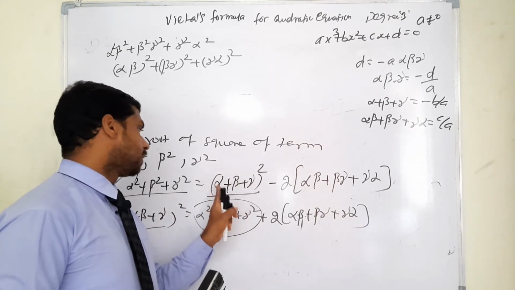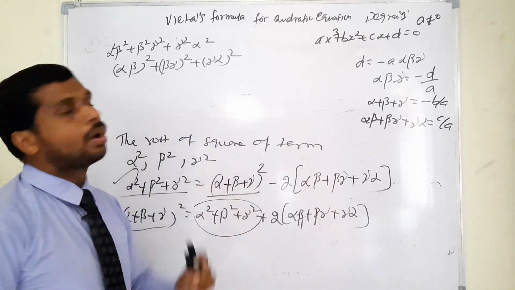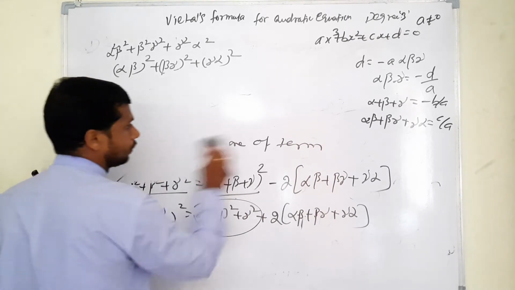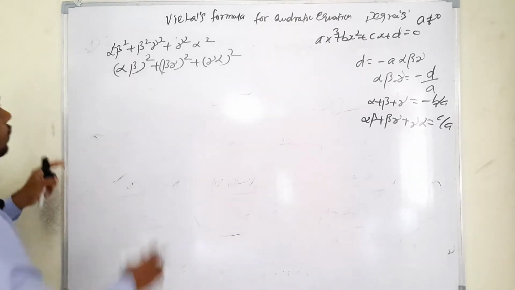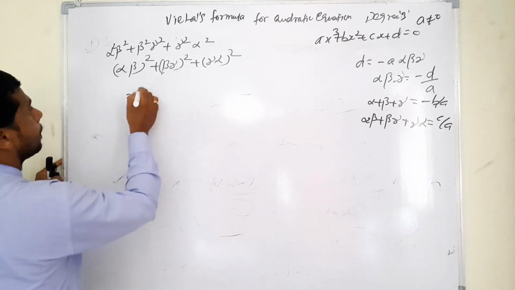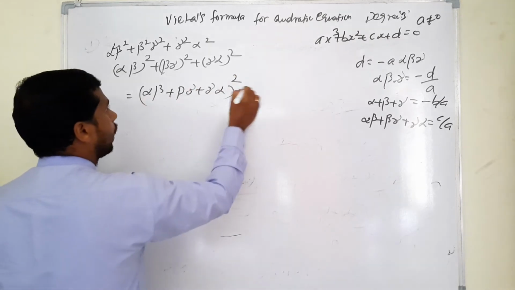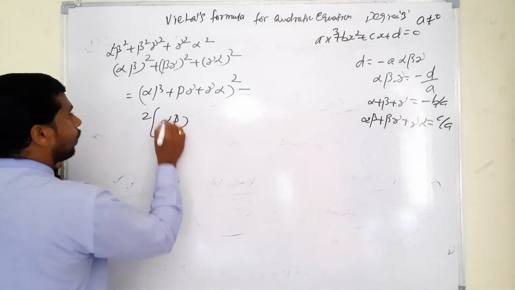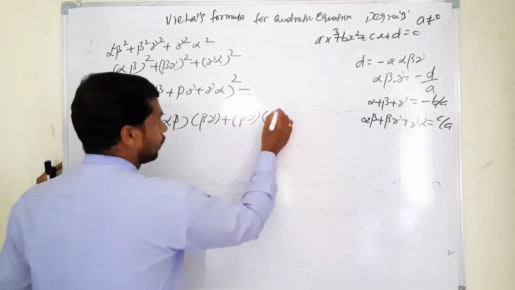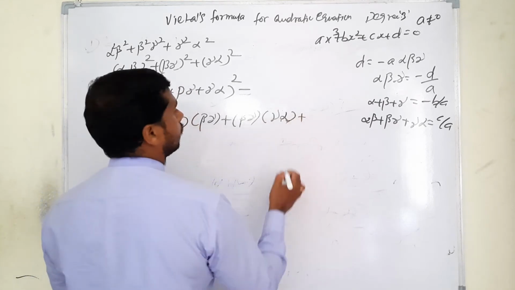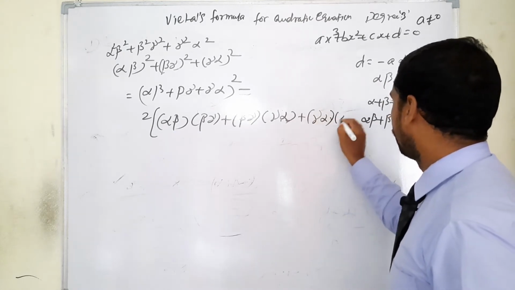So same as alpha square plus beta square plus gamma square. What is the formula? Instead of alpha we can take alpha beta, instead of beta we can write beta gamma, instead of gamma we can write gamma alpha. That's all. Listen. So alpha beta plus beta gamma plus gamma alpha the whole square minus 2 of alpha beta into beta gamma plus beta gamma into gamma alpha, last one, gamma alpha into alpha beta, that's all.